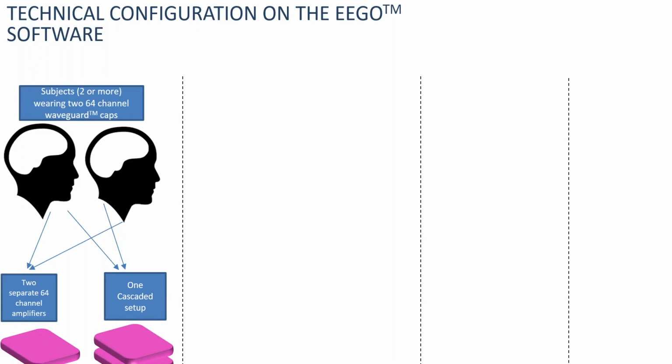So we're talking about diegetic recordings, and the data from these 2 subjects can be recorded with 2 different amplifiers and 2 different recording devices, or you record both their data as one cascaded setup and one recording device, so you have it all in the same data file.